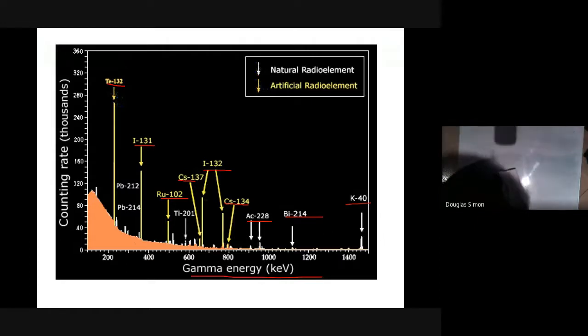If we're getting a very strong peak of 380 or 360 kiloelectron volts, then it's going to be iodine. It won't be any other element. This is a fingerprint or a signature, just like neon or sodium has a very specific emission spectra for photons.